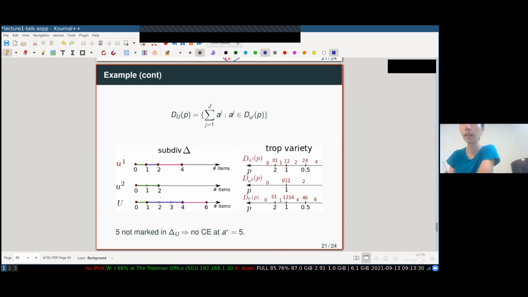So in this particular case, my delta U consists of these line segments here, right? But notice that A star equals 5 is not in delta U. So without having to think in terms of prices, I can immediately conclude that competitive equilibrium fails at this point. I can also conclude competitive equilibrium passes at all the other points, because they are all cells in my subdivision.